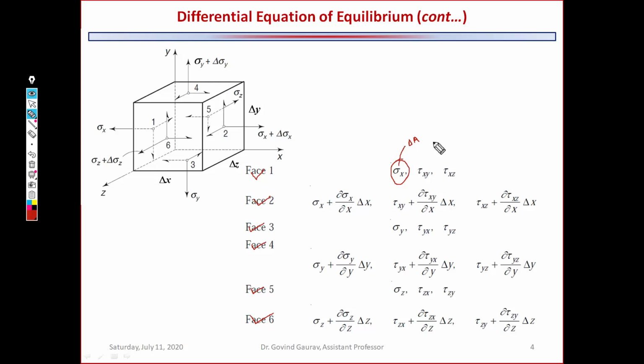We cannot simply write the equations of equilibrium in terms of the stresses in the x direction, y direction and z direction. We need to find the forces, then only we can apply Newton's law, then only we can write the equations of equilibrium in the x direction, y direction and z direction.